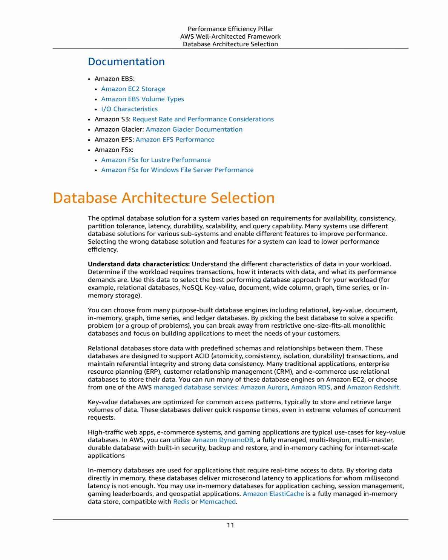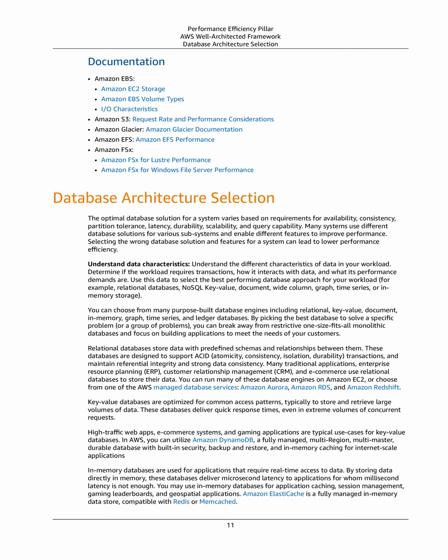Key-value databases are optimized for common access patterns, typically to store and retrieve large volumes of data. These databases deliver quick response times, even with extreme volumes of concurrent requests. High-traffic web apps, e-commerce systems, and gaming applications are typical use cases for key-value databases. In AWS, you can utilize Amazon DynamoDB, a fully managed, multi-region, multi-master, durable database with built-in security, backup and restore, and in-memory caching for internet-scale applications.